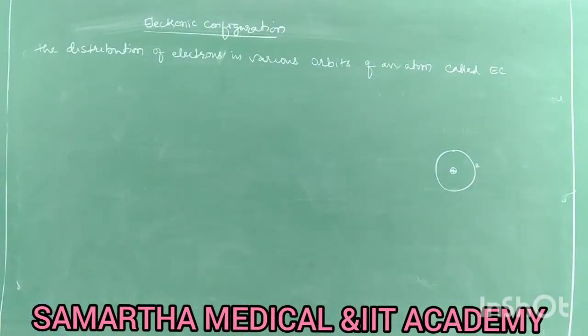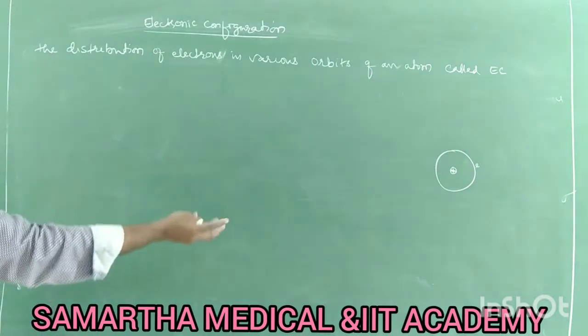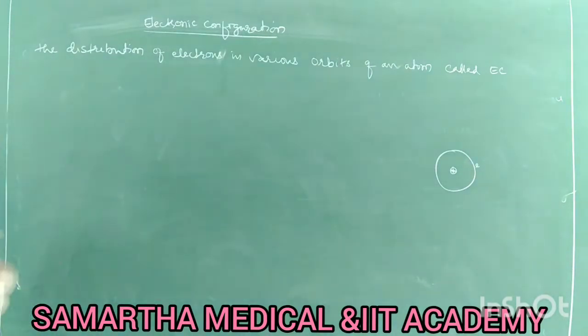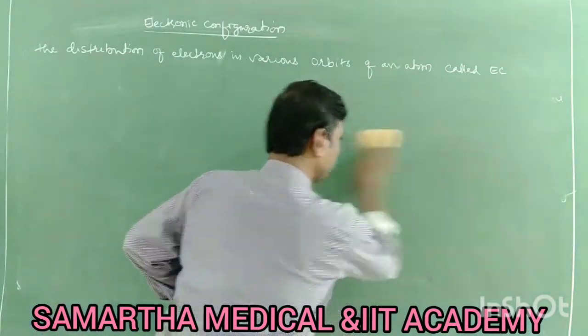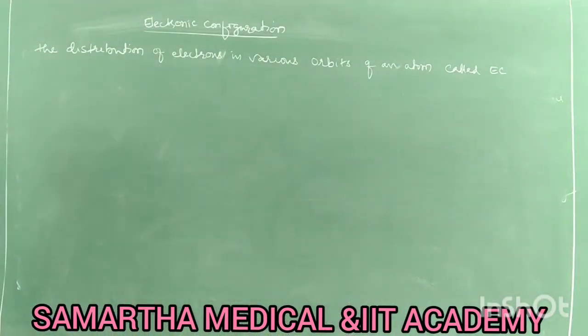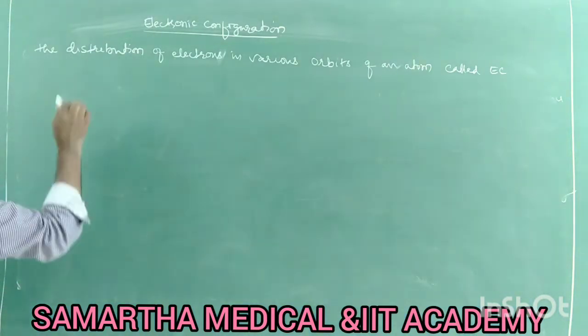To write the electronic configuration, we have certain rules. Those rules we study in first PUC, so I don't want to touch them here. But now let's see how to write electronic configuration. This is a basic thing. To write it, you must know the energy order of various orbitals. Before that, how do we show the electronic configuration?